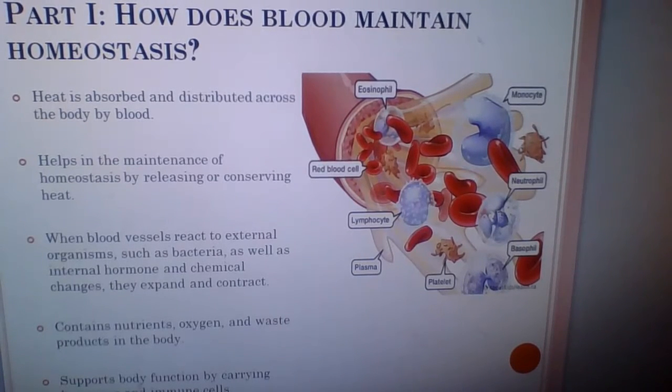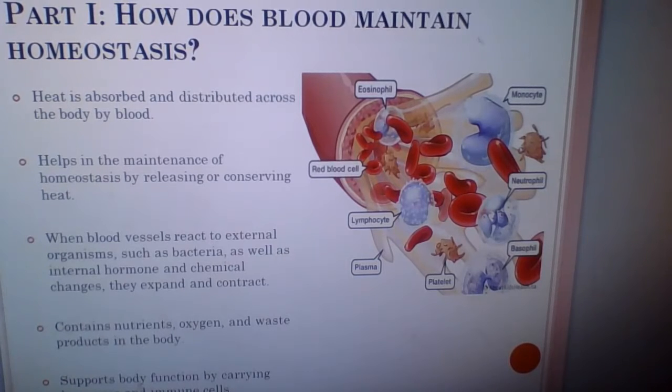How does blood maintain homeostasis? Heat is absorbed and distributed across the body by blood. It helps in the maintenance of homeostasis by releasing or conserving heat.